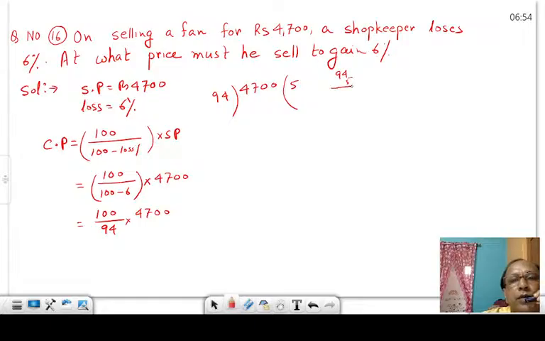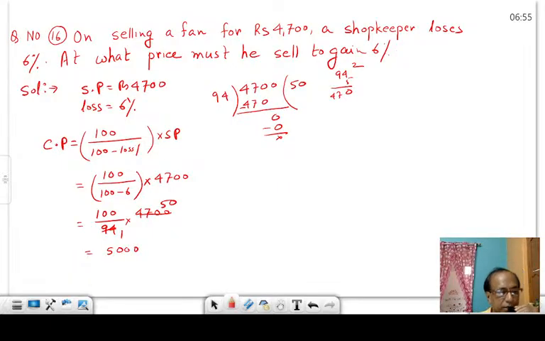94 divided by 5: 5 4s are 20, then 0, 1 is 45, 46, 47, that is 470. Subtracting this one, having 0 here, that means it will be 0 here, right? That is 50. That means we are getting the number 5 with 3 zeros. That is, cost price is rupees 5,000, right?